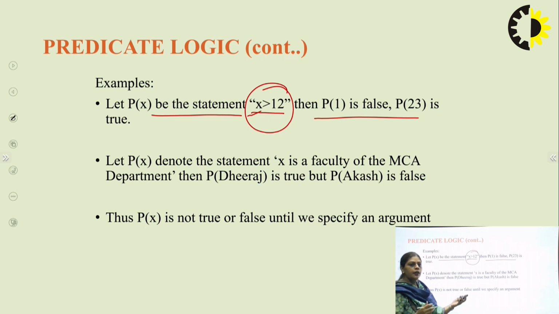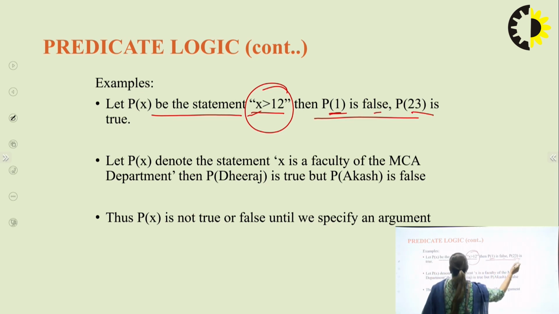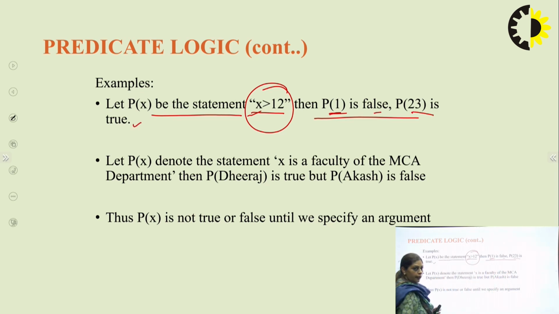We can check that particular predicate for a particular number. See here, we are checking for 1. For 1 it is false, but for 13 it is true. For 15 it is true. So predicate can be true or false, right? Like see here, for P1 it is false and for P23 it is true, right? Predicate can be true or false, the value depends on the variable we are taking.